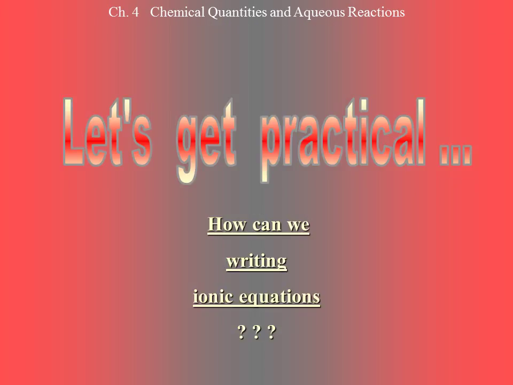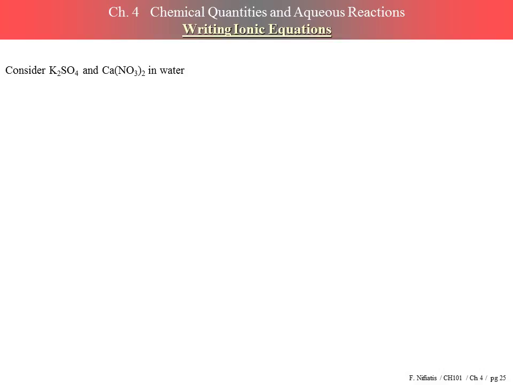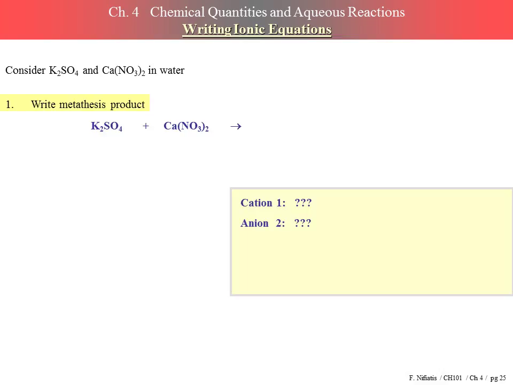Let's get practical here. Let's practice on a couple of ionic equations, how we write an ionic equation. Consider the compounds potassium sulfate and calcium nitrate. We put them in water. We said that in order to put together the first product at least, we will need to put together the first cation and the second anion. So, the first cation here is potassium and the second anion is nitrate.